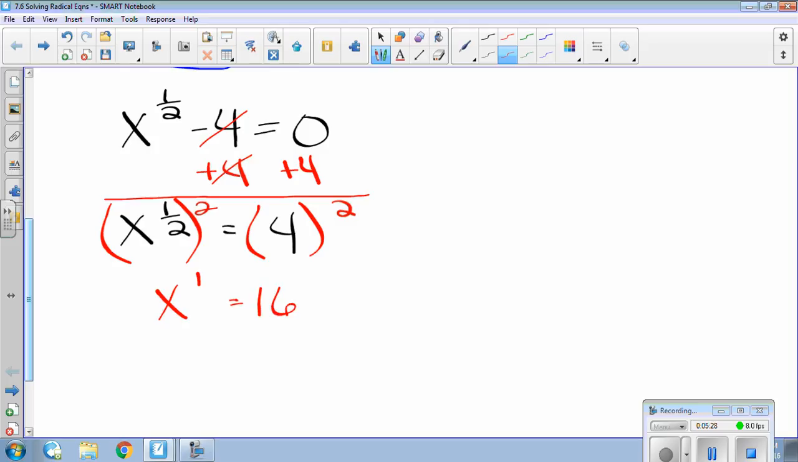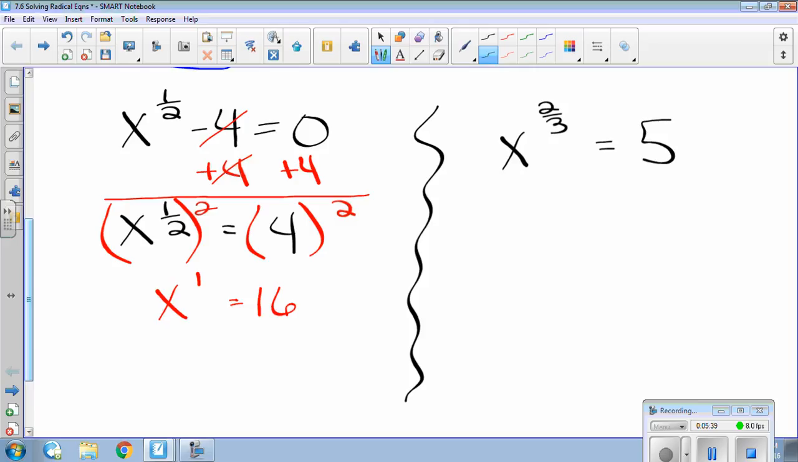So, if you ended up with a problem that looked like this, x to the 2/3 equals 5, we've got to raise both sides to something to get this x by itself. What am I going to raise it to?